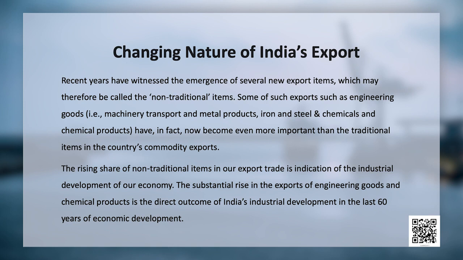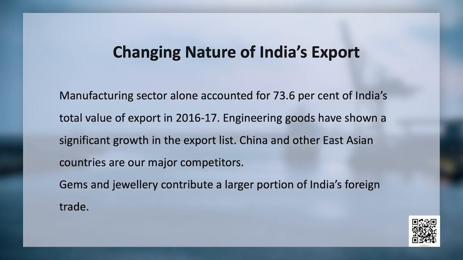The substantial rise in the exports of engineering goods and chemical products is the direct outcome of India's industrial development in the last 60 years of economic development. The manufacturing sector alone accounted for 73.6% of India's total value of exports in 2016-17. Engineering goods have shown significant growth in the export list. China and other East Asian countries are our major competitors. Gems and jewelry contribute a larger portion of India's foreign trade.